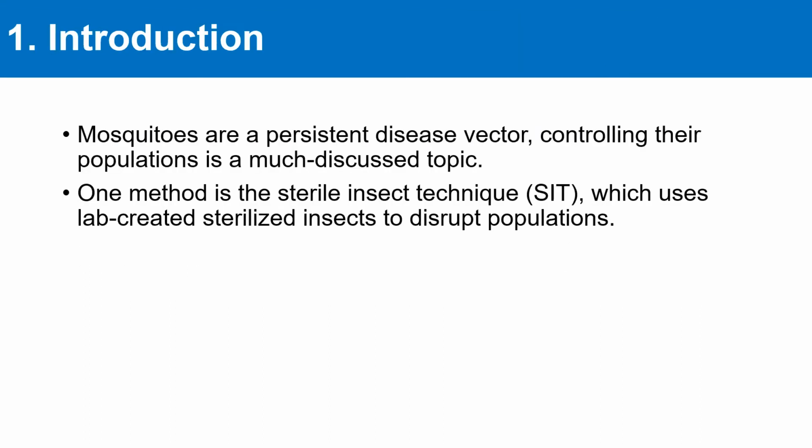Alright, so throughout history, mosquitoes have been not only a nuisance, but a persistent disease vector for all sorts of deadly diseases across the globe. Because of this, controlling their populations has been a much discussed topic in academic research. One method that has been used to control mosquito populations is the sterile insect technique, which uses lab-created sterilized insects to disrupt the populations by having wild mosquitoes breed with sterile mosquitoes in order to reduce the birth rate significantly.